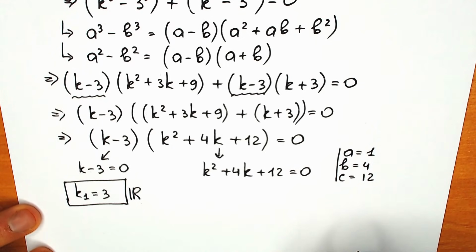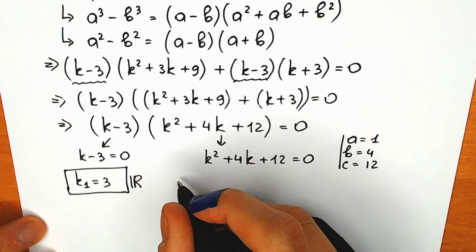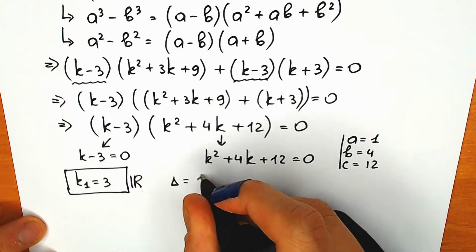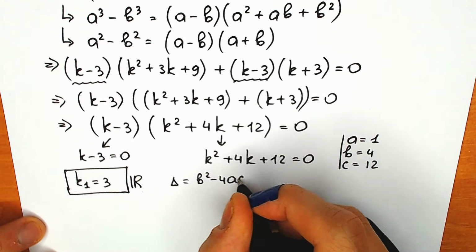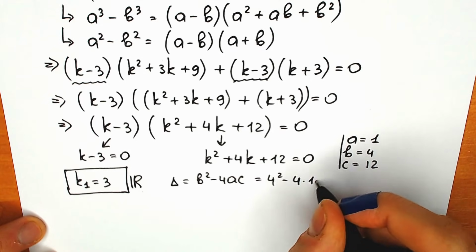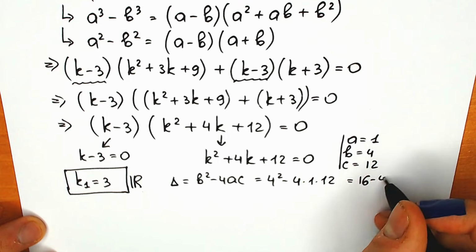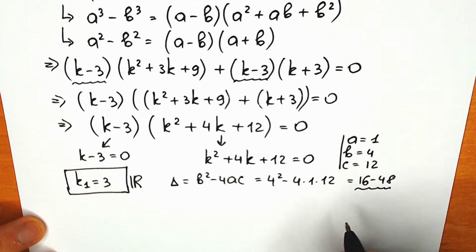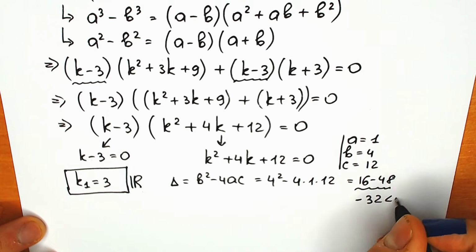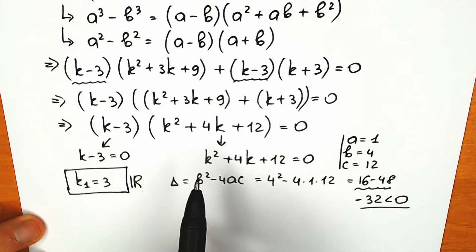Let's solve this equation. First of all, let's find the discriminant. So b squared minus 4ac. So 4 squared minus 4 times 1 times 12. From here, our discriminant is equal to 16 minus 48, so we have minus 32. So our discriminant is negative. It means that in this branch, we will have two complex roots.